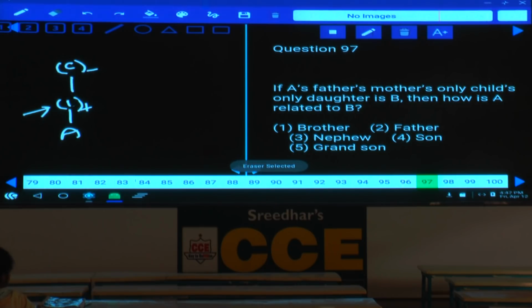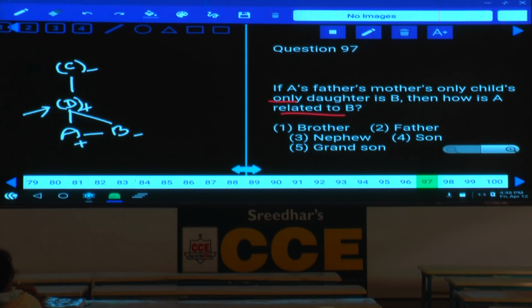Only child's only daughter as B is already used somewhere here. Now let us take this is D. Okay? A's father is D, father's mother is C, and only child is none other than D. Only child's only daughter is B, and this person is only daughter. As B is the only daughter of D, A and B are siblings to each other, hence A must be a male.